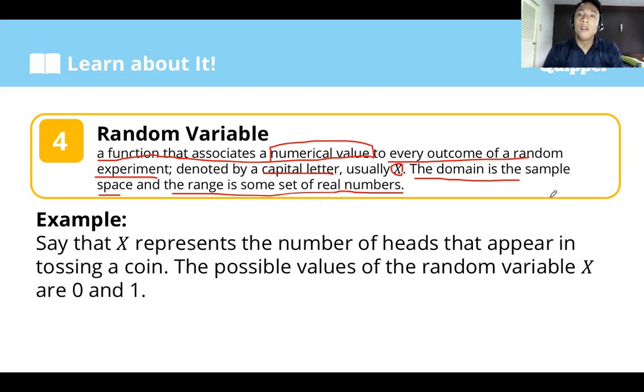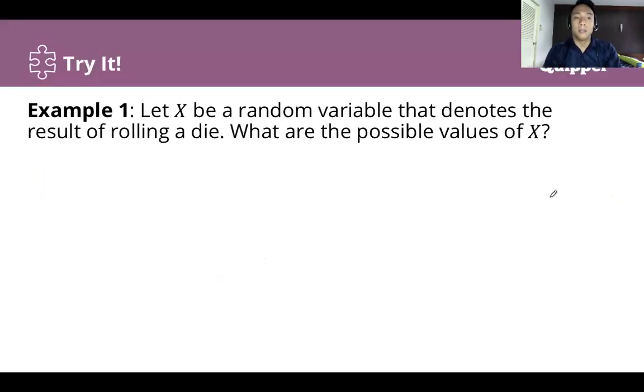Sample space, ito yung maglalaman ng mga possible outcomes. Okay? Yung outcomes, yung result. Random experiment, yung gagawin mo. Pwede mo siyang ulit-ulitin anytime. So we have those 4 important vocabularies or phrases na gagamitin natin sa ating lesson. Let's try this one. So we will apply the random experiment, outcome, sample space, and then a random variable.